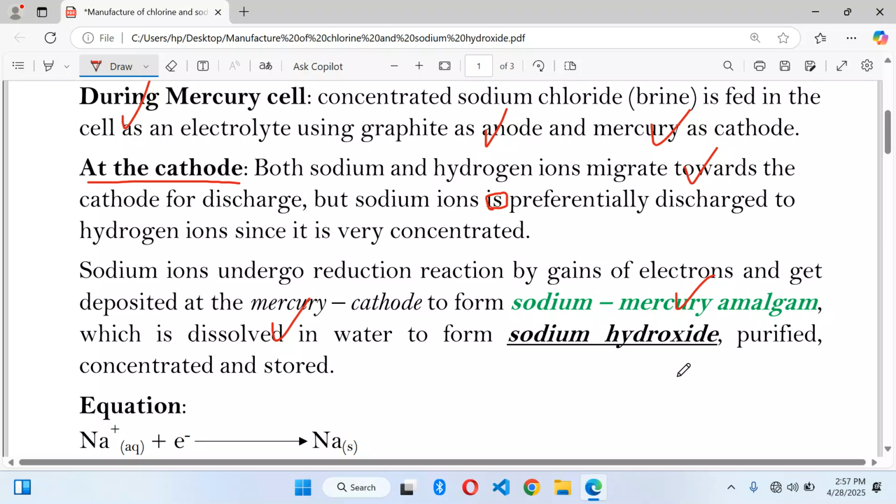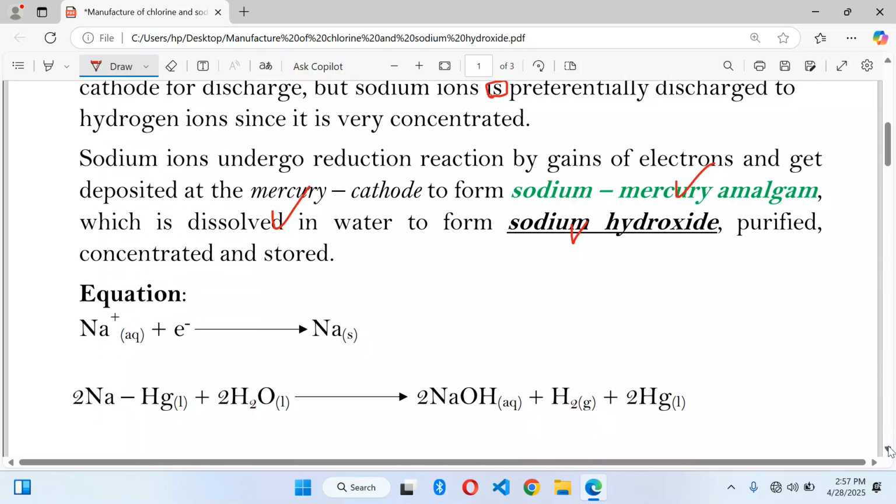So that is all that we wanted. What we wanted is the manufacture of sodium hydroxide. And at this level, we can see that we already have our sodium hydroxide, which is finally purified, concentrated, and stored. Here are a few equations which we have already elaborated more in our discussion, where sodium is being discharged.